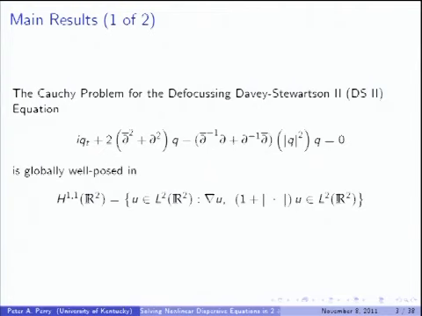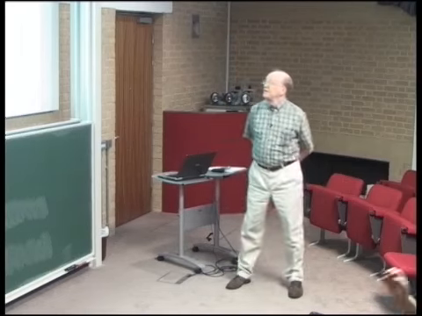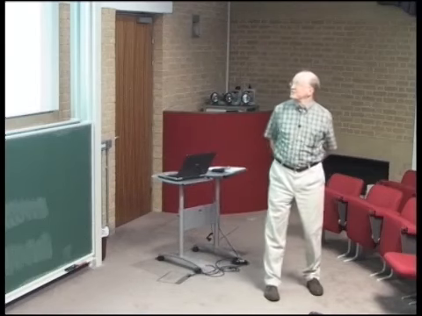So Q is a function of two space and one time variable, and what it's supposed to describe is the amplitude of a wave traveling in a fixed direction with fixed frequency. And so this is a description of surface water waves with weak nonlinearity. And my first result is that this equation is globally well posed in the space you see.